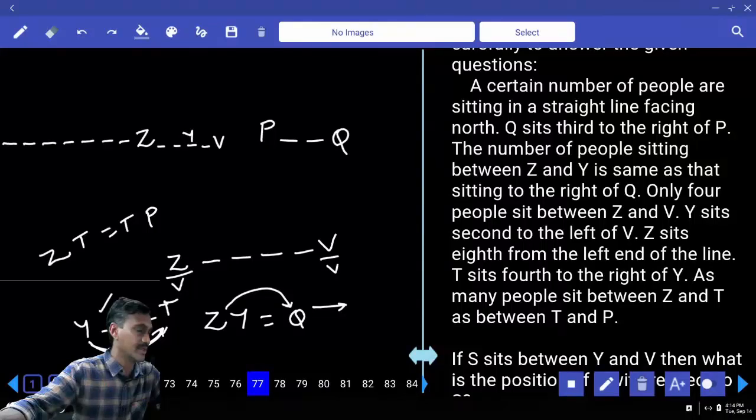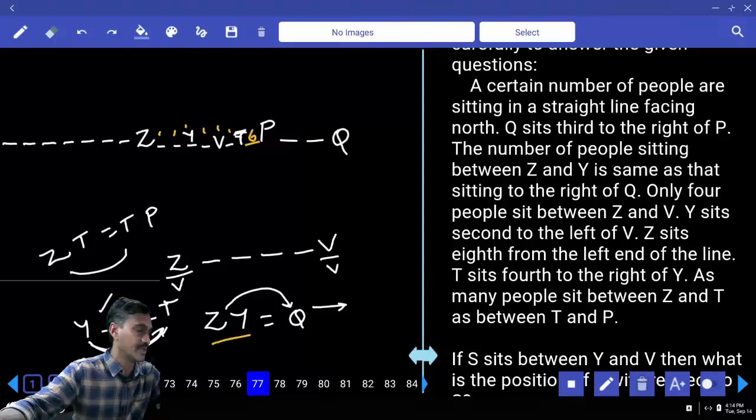ఈ ఇన్ఫర్మేషన్ తీసుకున్నాం. And V and T there is exactly 1 person. అవునా కదా? Hence we have done with this information as of now. Number of persons between Z and T equals to T and P. జడ్కి టీకి మధ్యలో ఎంతమంది ఉన్నారు చెప్పండి? Now 1, 2, 3, 4, 5, 6 persons were there. Hence in between T and P we need to have 6 persons. వీళ్ళిద్దరి మధ్యలో 6 persons. Done?